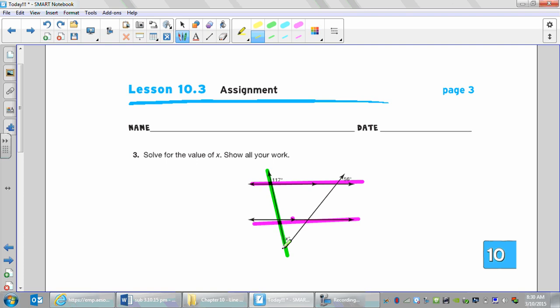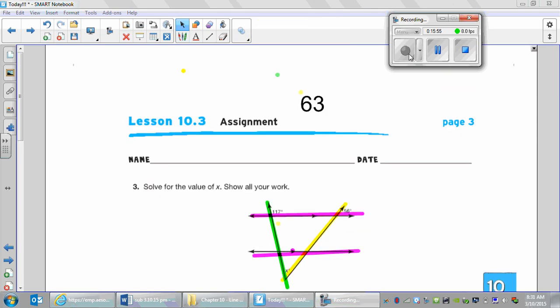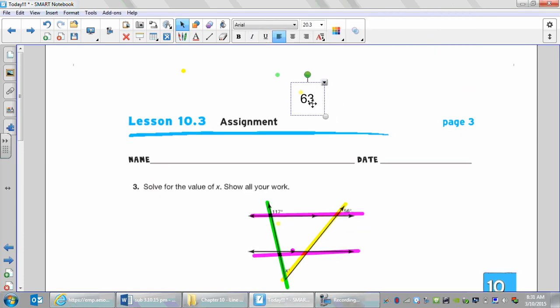So right here I have one transversal, we can call that the green one, and then I'll have a yellow transversal over here. So if we're solving for x, and we just have two measurements, there's a way to do it. It's just going to take us a little bit, so let's think about it. So if this is 117, what would go here? 180 minus 117 is 63.